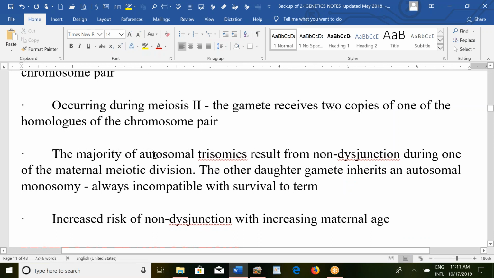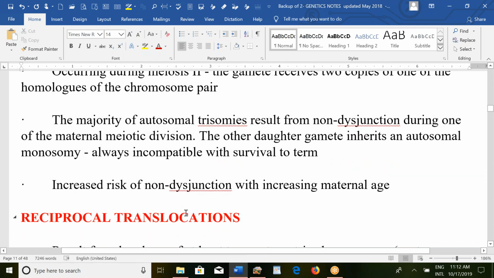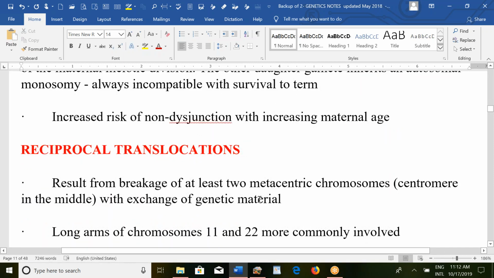The majority of autosomal trisomies result from non-disjunction during one of the maternal meiotic divisions. The other daughter gamete inherits an autosomal monosomy. This is always incompatible with survival to term. There is increased risk of non-disjunction with increasing maternal age. You should remember the risk will increase. And why will you not see many patients with these conditions? Because such fetuses will be aborted during the early phase of development.